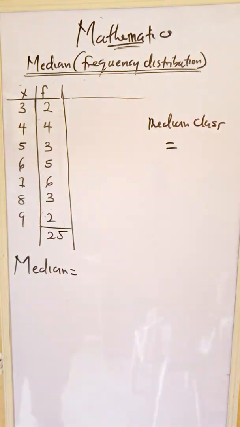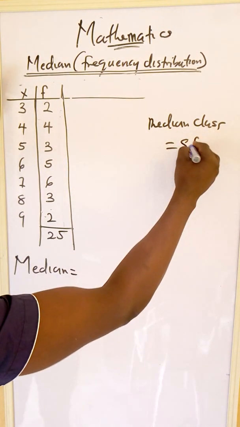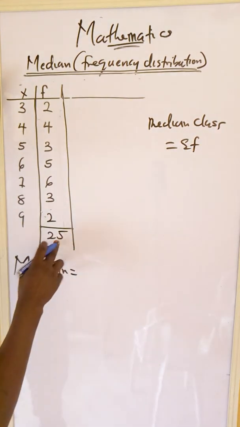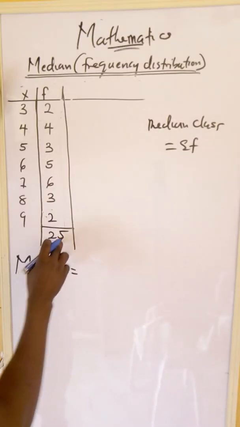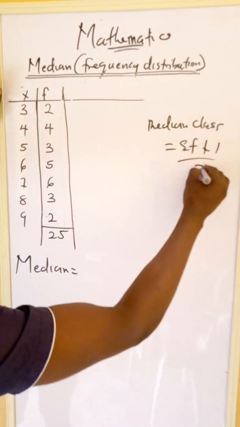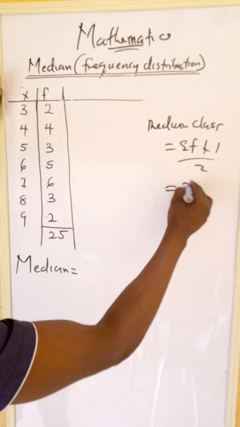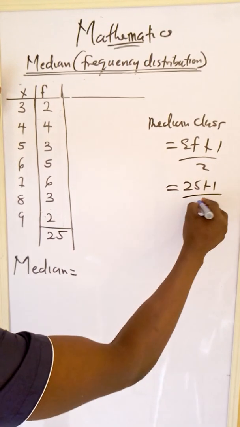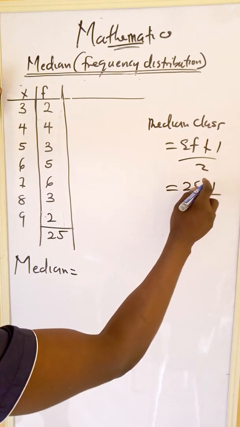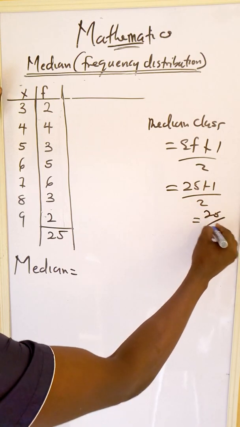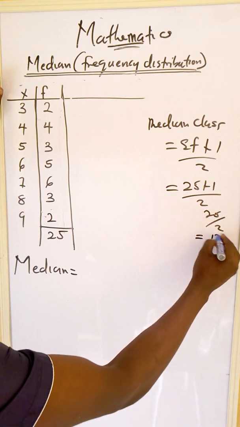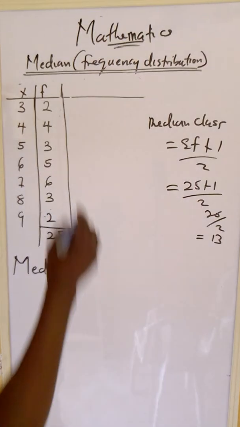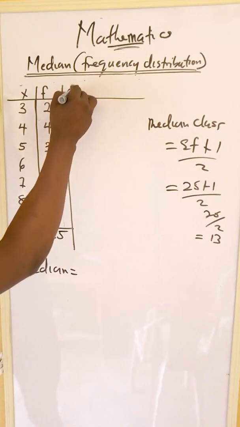So what we do now is that we divide the summation f. If you look at our summation f, it is 25, and 25 is an odd number, so we are going to use plus 1 over 2. Then our summation f is 25 plus 1 divided by 2. So 25 plus 1 is 26, divided by 2. What we have is 13.